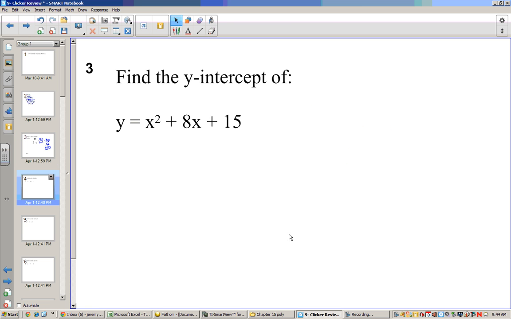All right, find the y-intercept of this one. Pause the video, see if you got the answer. Well, if I plug in a 0, 0 plus 0 plus 15 is 15. So my y-intercept is going to be at the point (0, 15).